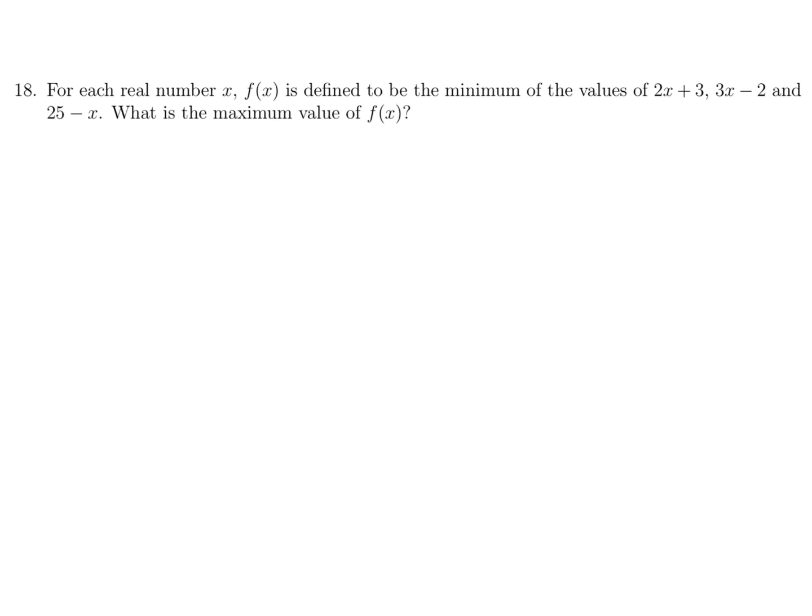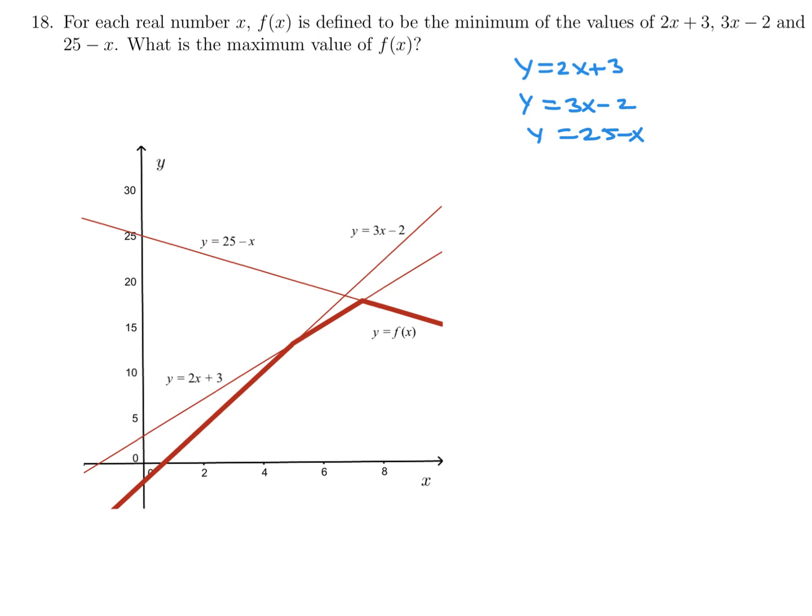Well, the way to approach this question is to graph these 3 lines. So we've got y is equal to 2x plus 3, y is equal to 3x minus 2, and y is equal to 25 minus x. So let's graph them on the same plot, and let's then discuss. And there we are. These are the 3 lines. As you can see, they're labeled.